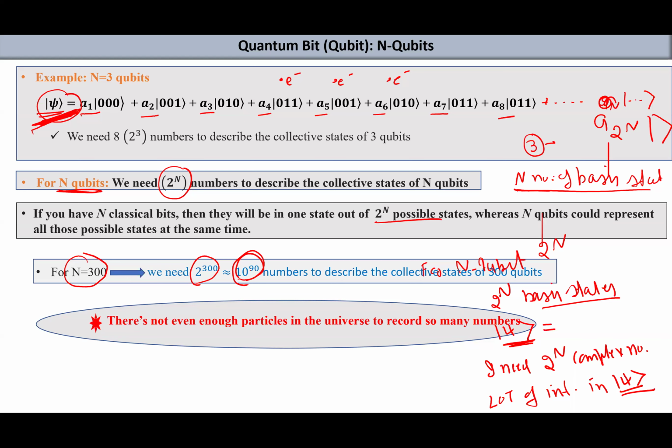And if you look at the number of atoms in the universe, it is only about 10 to the power 82, less than that. So this amount of information available in the wave function psi is much more than the number of particles in the universe.